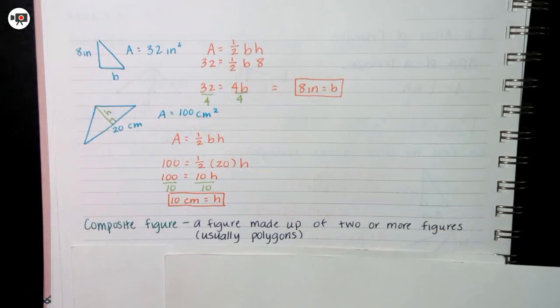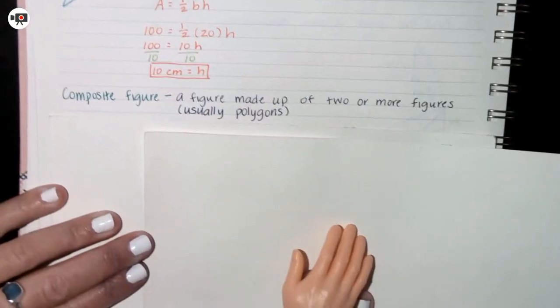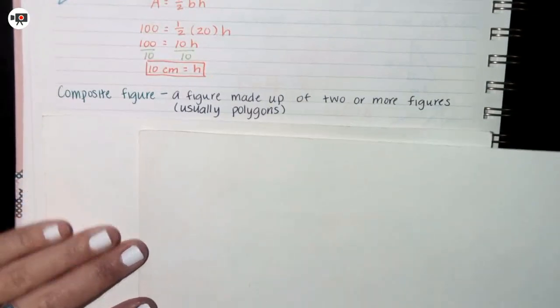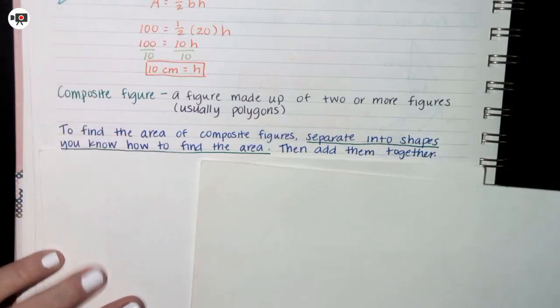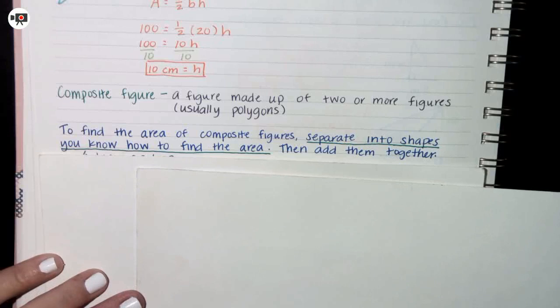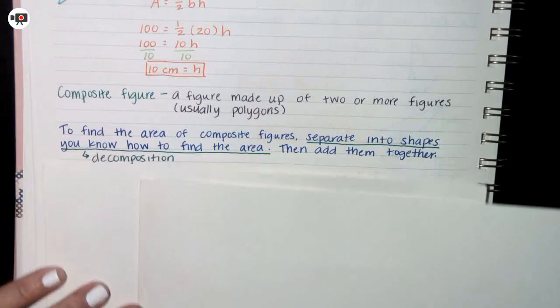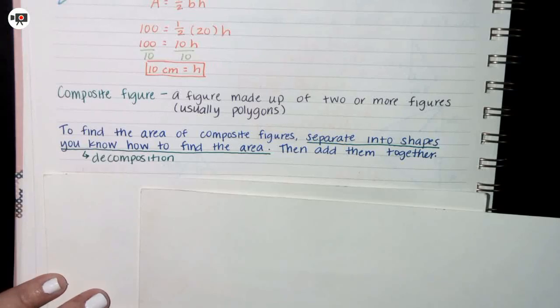Now we have a composite figure, and that's a figure that is made up of 2 or more figures, usually polygons. To find the area of composite figures, we're going to separate them into shapes that we know how to find the area of. Then we're going to add all of those together. By separating them, that is called decomposition. So we can use decomposition to find the area of complicated figures.